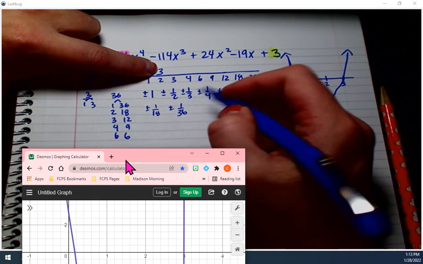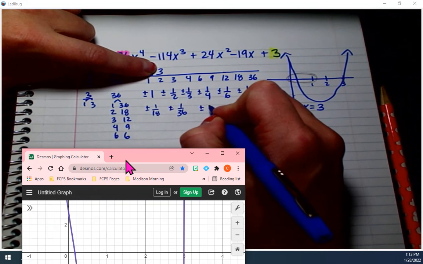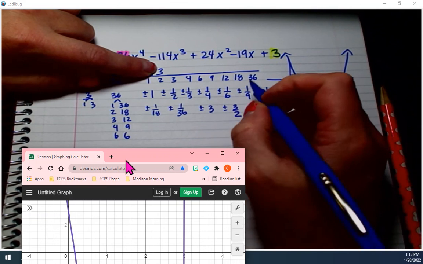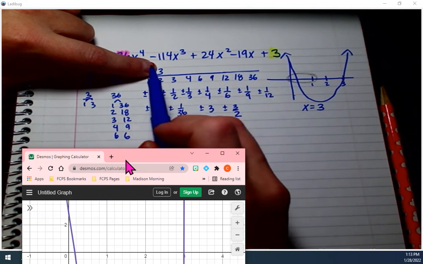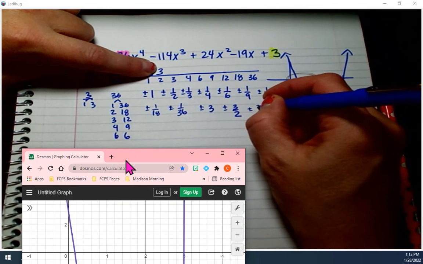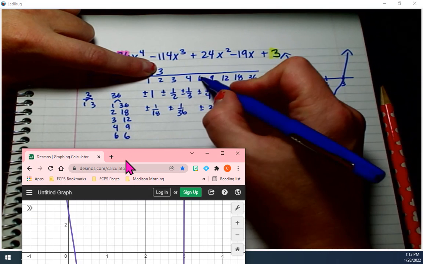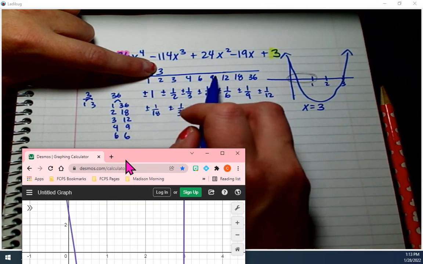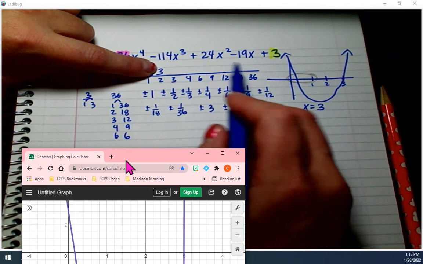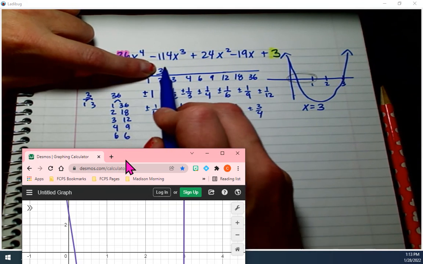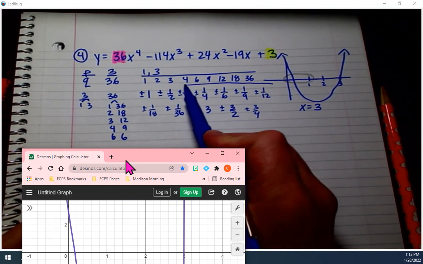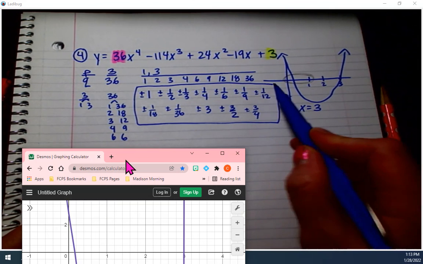Now I'm going to do the 3. Plus or minus 3. Plus or minus 3/2. Wait, hold on. Watch this. 3/3 reduces. Don't write it. 3/4. 3/6 reduces. 3/9 reduces. 3/12 reduces. 3/18 reduces. 3/36 reduces. So that's actually the whole list. And yes, that is a very long list.